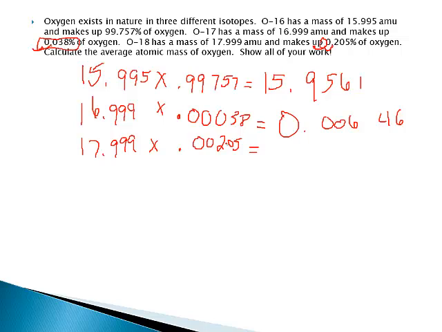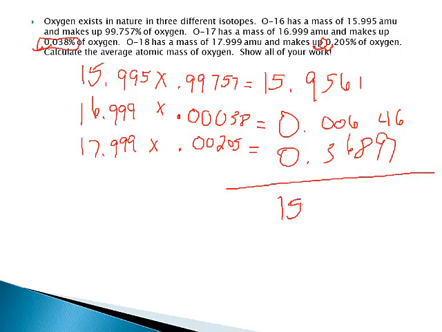Okay, so again, 17.999 times 0.00205. That's going to give you 0.36897. And at the very end, you're going to add all of these numbers to give you an atomic mass of 15.999 AMU. Okay? And again, this is what you will find on the periodic table.